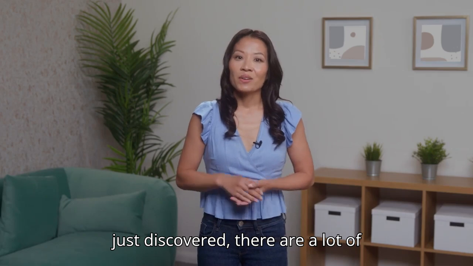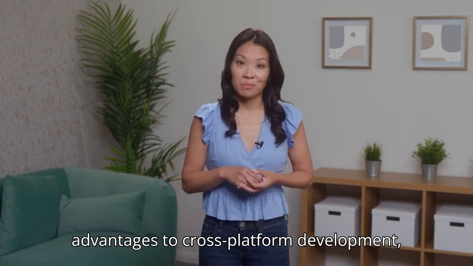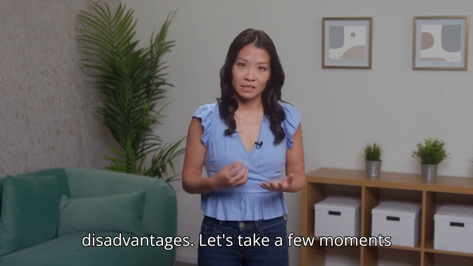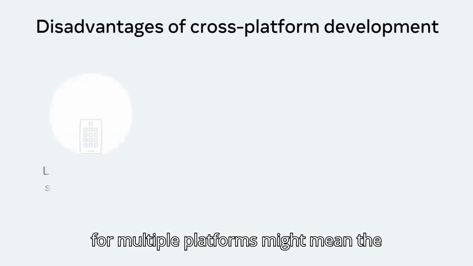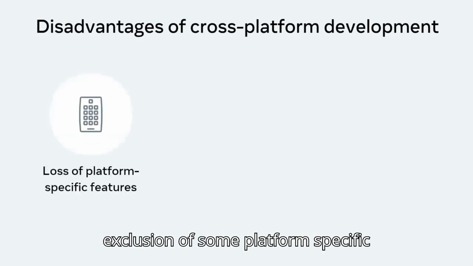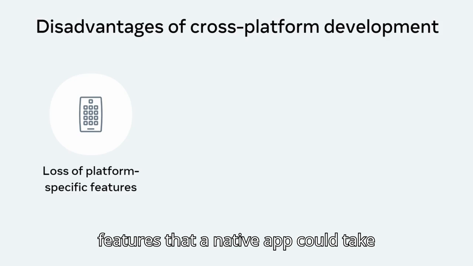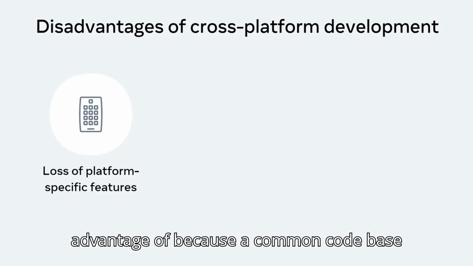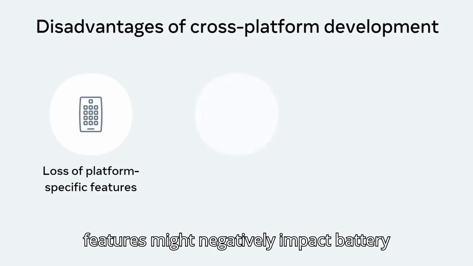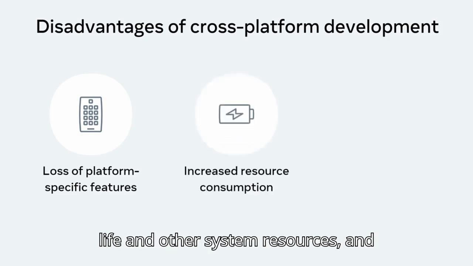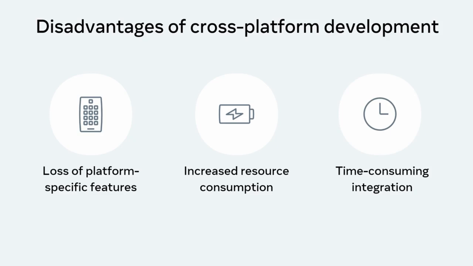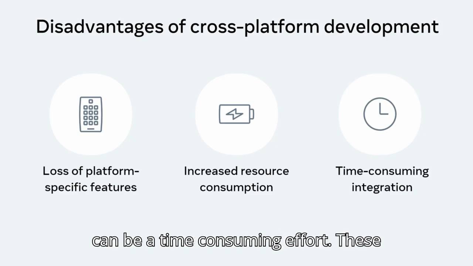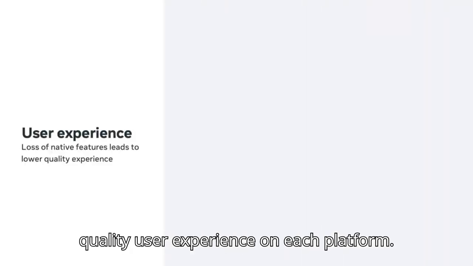As you've just discovered, there are a lot of advantages to cross-platform development, but this approach also comes with its disadvantages. Let's take a few moments to explore some of these. An app built for multiple platforms might mean the exclusion of some platform-specific features that a native app could take advantage of because a common code base must be used. The use of advanced features might negatively impact battery life and other system resources. And integrating with platform-specific and user-specific local settings, preferences, storage, and notifications can be a time-consuming effort. These types of issues can lead to a lower quality user experience on each platform.